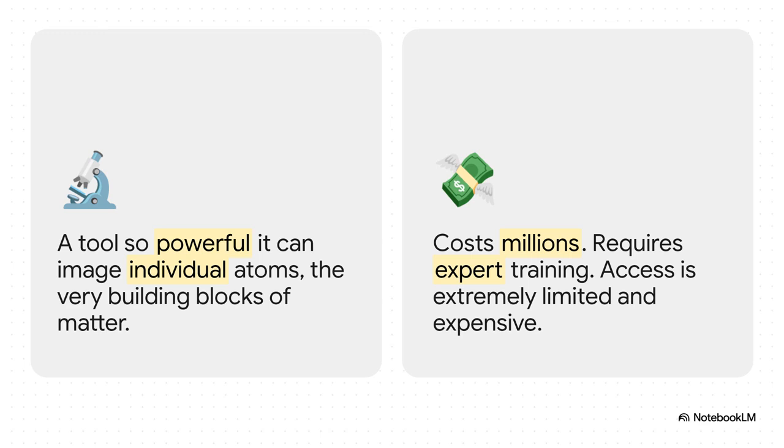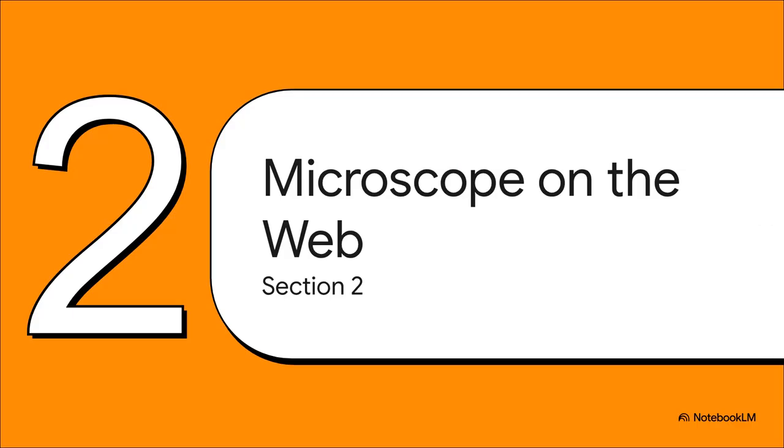On one hand, you have the transmission electron microscope, the TEM. It's a modern marvel, powerful enough to image single atoms. But here's the catch. That power is locked away. These machines cost millions of dollars, they need a team of experts to run them, and getting time on one is incredibly difficult and expensive. So, what's the workaround? How do you get that kind of power into the hands of, well, everyone?